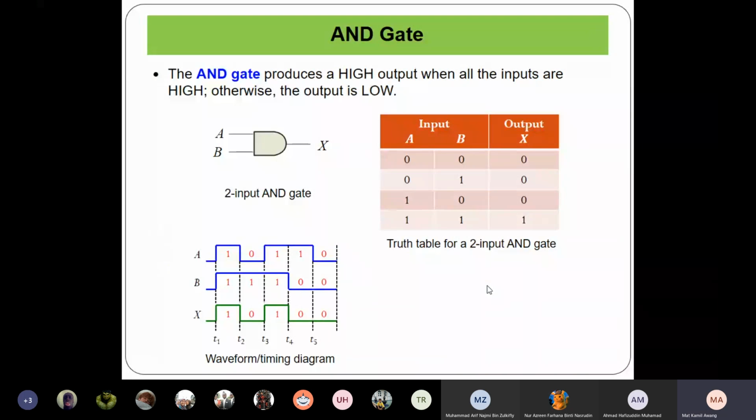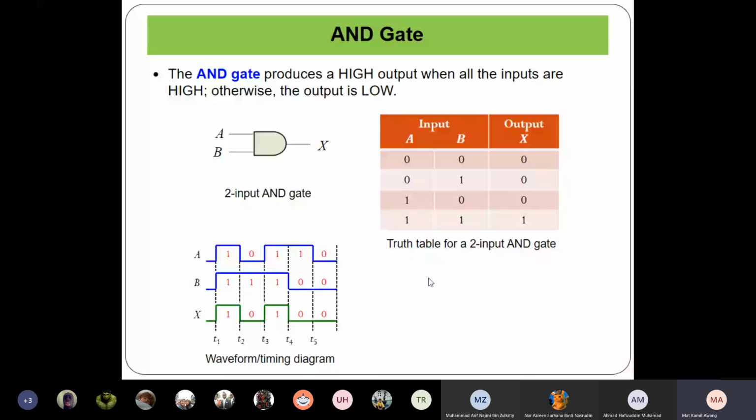The next one is the AND gate. The AND gate produces a high output when all the inputs are high. Otherwise, the output is low. This is like a multiplication. This is really what you use when you implement bit multiplication.